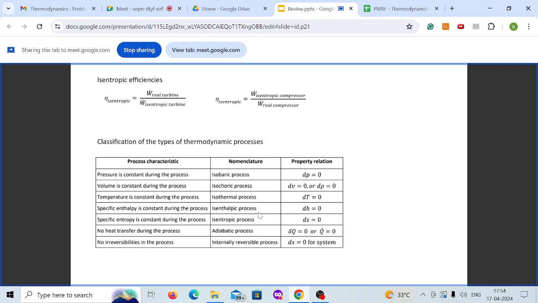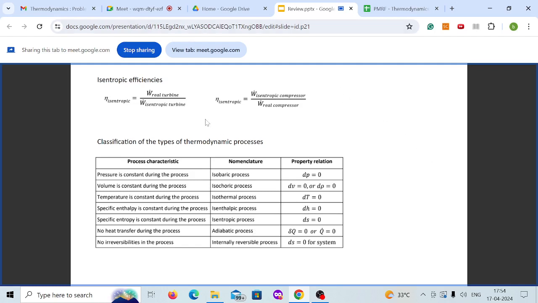So reversible adiabatic is also equivalent to saying it is isentropic, or your entropy is constant. When your pressure is constant, it's an isobaric. When your volume is constant, it's an isochoric. When your temperature is constant, it's an isothermal. Where your enthalpy is constant, it's an isenthalpic. And when there is no heat transfer, it's called an adiabatic. And if you have no irreversibility, internally reversible, then again ds is 0 and it's called an isentropic process.